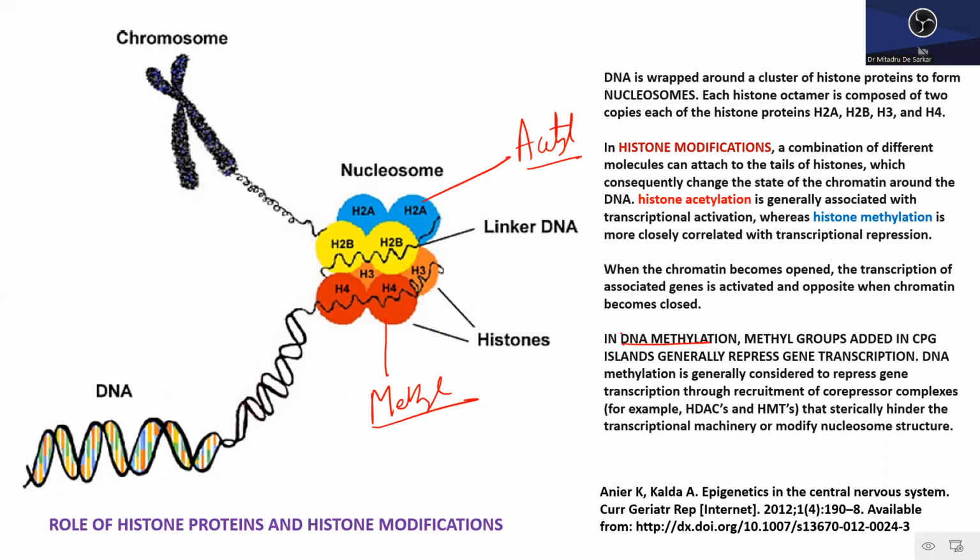So in case of DNA methylation, what happens is that these methyl groups are added to the promoter sequence, that is the CpG islands in the promoter sequences, and this in turn will result in recruitment of multiple co-repressor complexes like histone deacetylase and histone methyltransferases, and this in turn will result in the silencing of the transcriptional machinery.